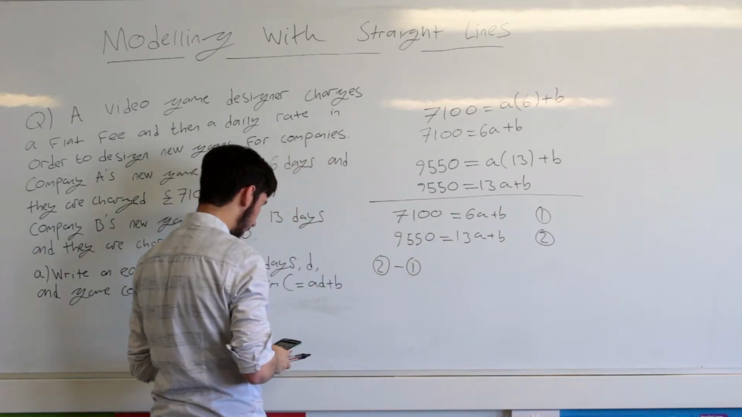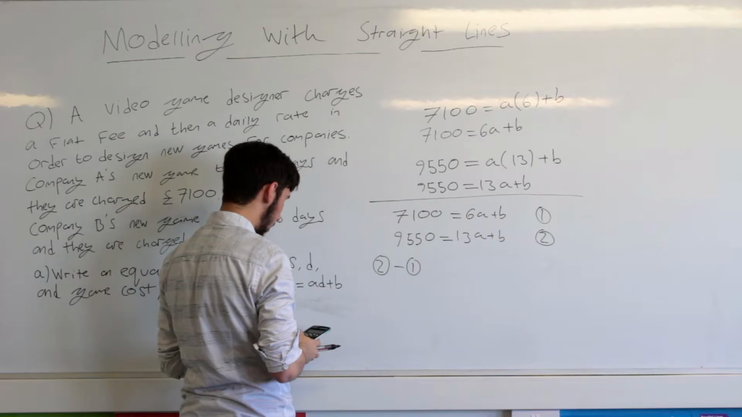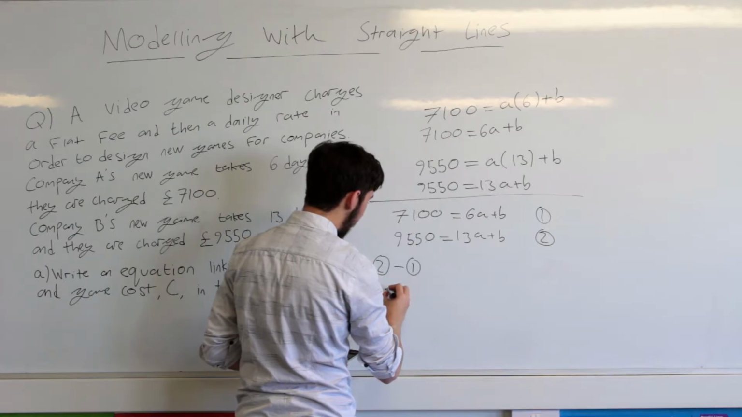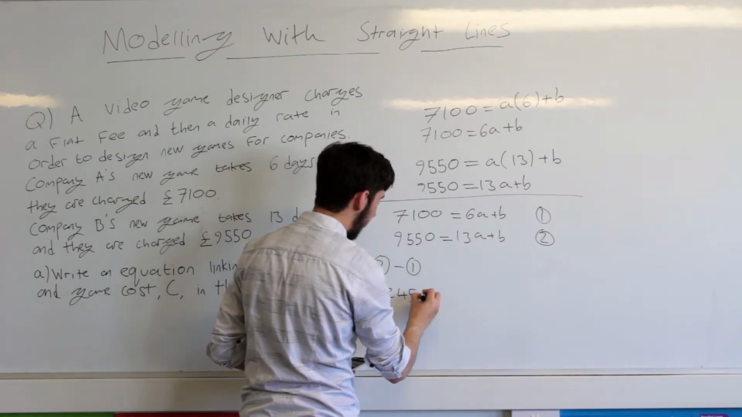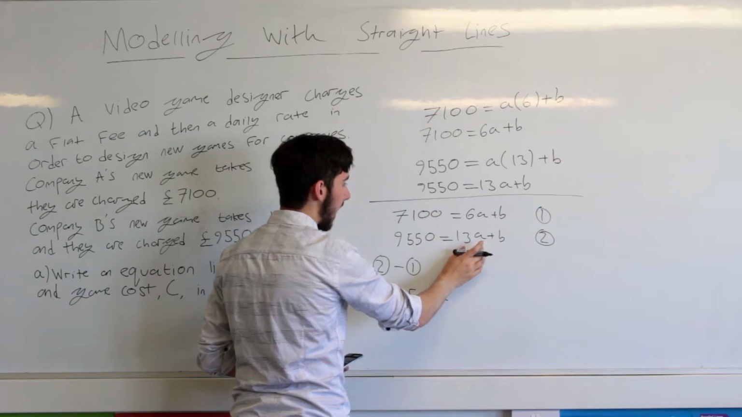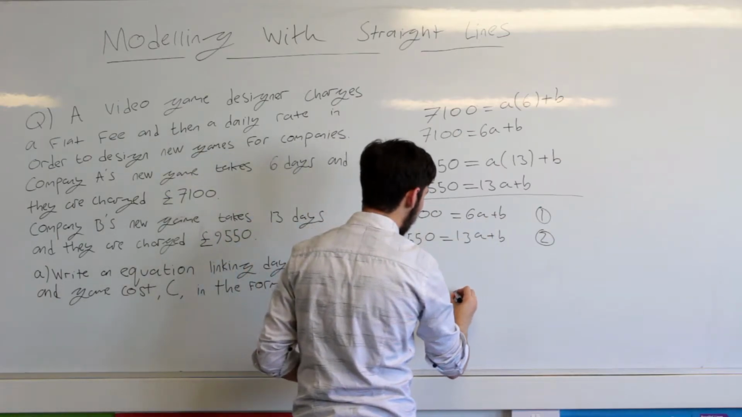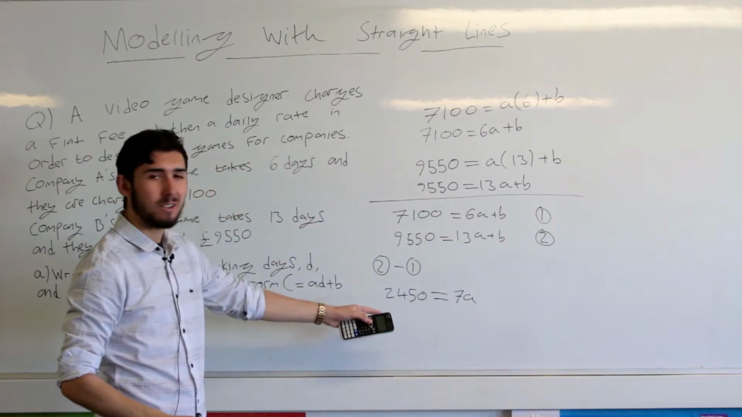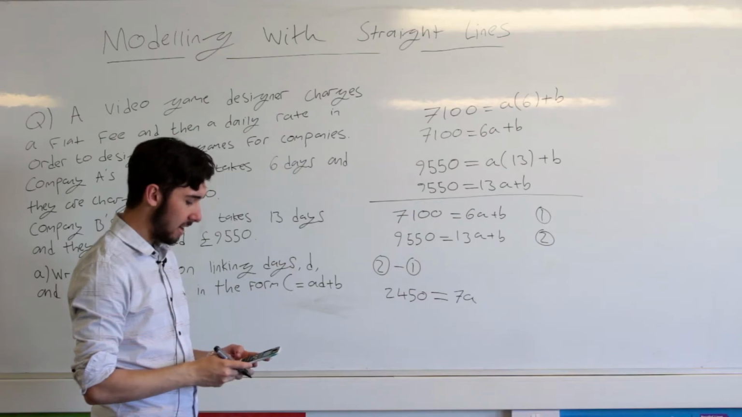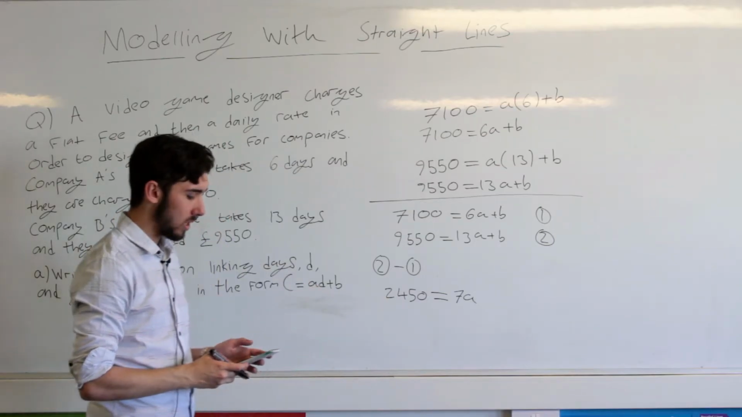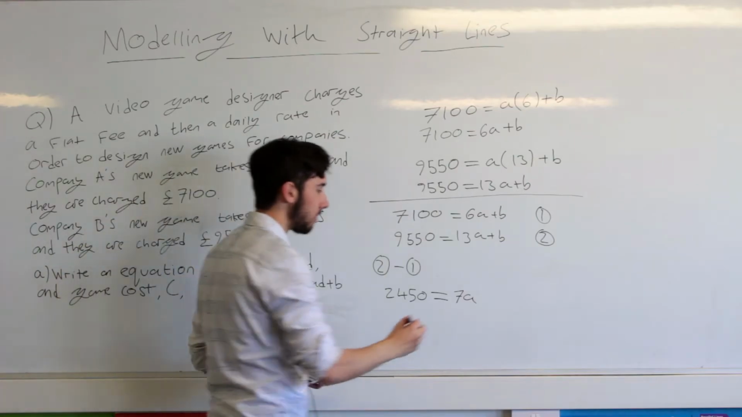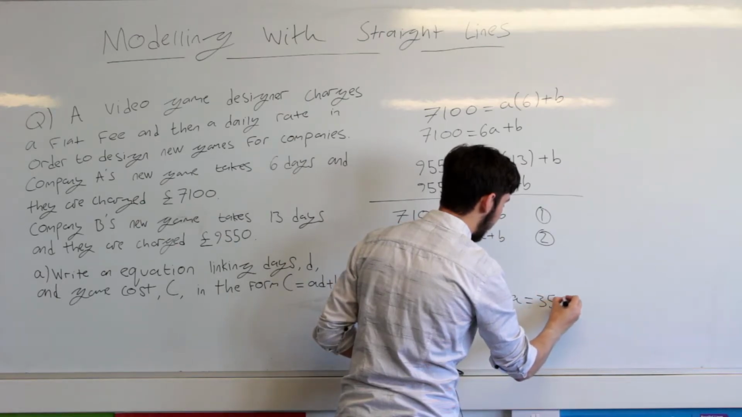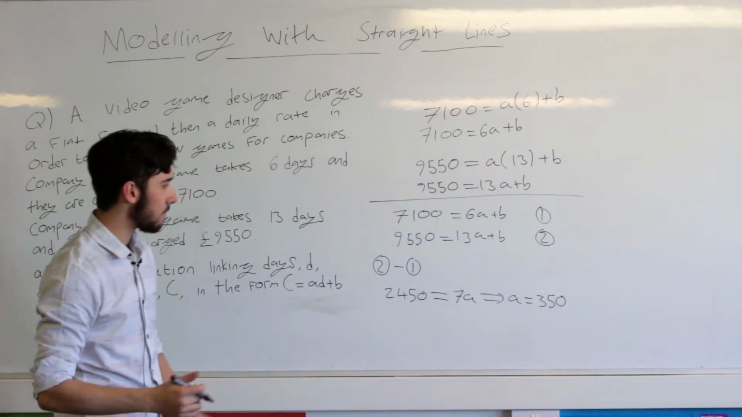So we're going to do equation 2 minus equation 1, which ends up being 9,550 minus 7,100, which is 2,450. So we get 2,450 is equal to 13A minus 6A. So it's going to be 7A, and then B minus B is 0, and that's it. Isn't that lovely? Because then all we do is take our 2,450 and divide it by 7, because we want A on its own, and nicely we get A is equal to 350. Beautiful. That's A. A is 350.